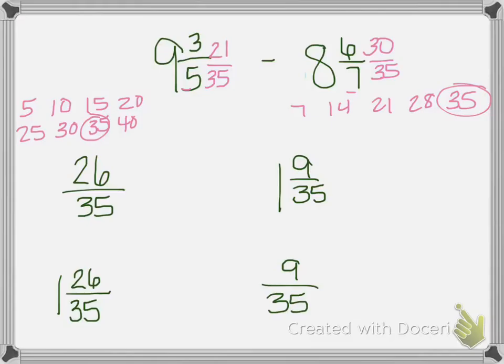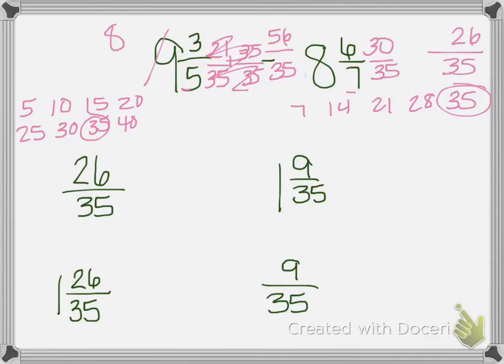Since 21 is smaller than 30, we cannot do it. So we have to borrow from our 8. Since we borrow 1 whole, we need to add 35 35ths, since that equals 1 whole. 21 plus 35 is 56 35ths minus 30 35ths. 56 minus 30 is 26 35ths. 8 minus 8 is 0. So our answer is 26 35ths, which is this answer right here.